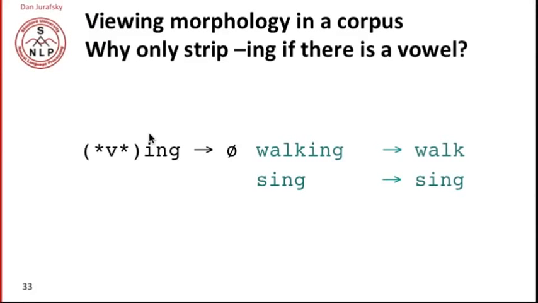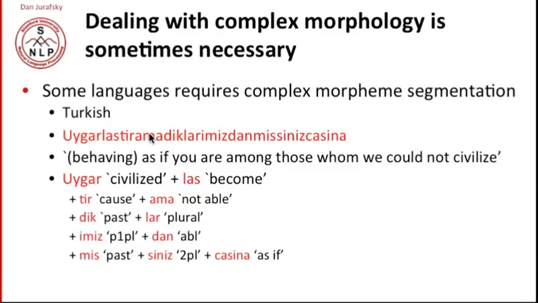So that's a simple example of morphology. It turns out that in some languages, much more complex morphology is necessary, and Turkish is the famous example of this. So here's a word in Turkish which I won't be able to pronounce for you, which means behaving as if you were among those whom we could not civilize. So I assume it's the kind of thing your mother says to you when you've been particularly naughty. And in Turkish, this is one word. So it's a very long word with a lot of morphemes. We have the civilized stem, and an affix meaning to become, and an affix meaning cause, and an affix meaning not able, and so on.